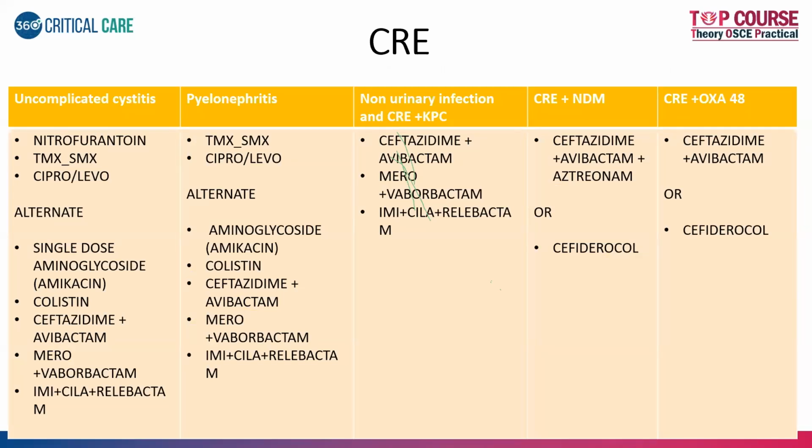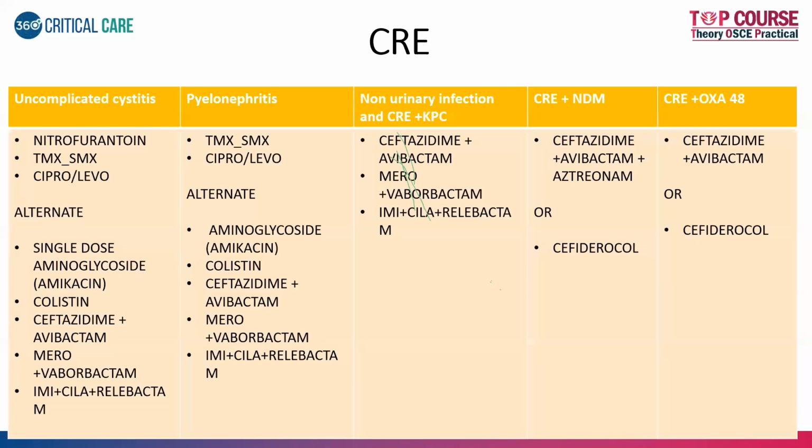If it is uncomplicated cystitis, you can still go ahead and use trimethoprim-sulfamethoxazole, levofloxacin, and nitrofurantoin. Alternatively, you can use a single-dose aminoglycoside. Definitely, all the other drugs like ceftazidime-avibactam and meropenem-vaborbactam come into existence only based on the culture sensitivity report and the type of resistance. Even in pyelonephritis, similar to uncomplicated cystitis, you can use the same regimen.